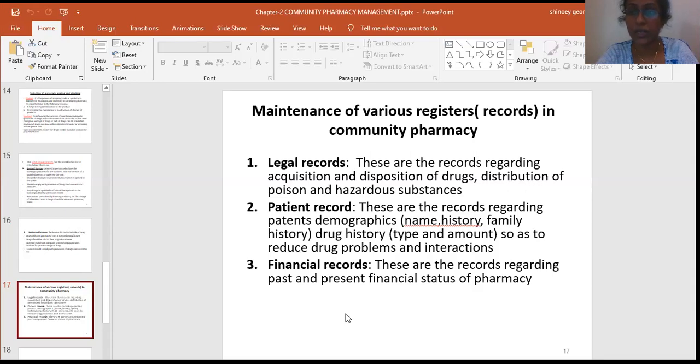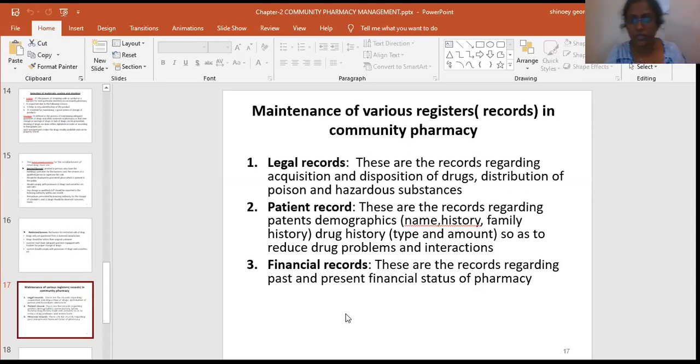Patient record is nothing but the details of those patients who come to the community pharmacy, which include patient demographics: their name, age, sex, address and all. Then the past medical and medication history, for which drug they came to the community pharmacy, whether they have had any kind of side effects or allergic reactions in the past. These things have to be properly mentioned, as well as which drugs have been given to the particular patient and the dose of the drug.